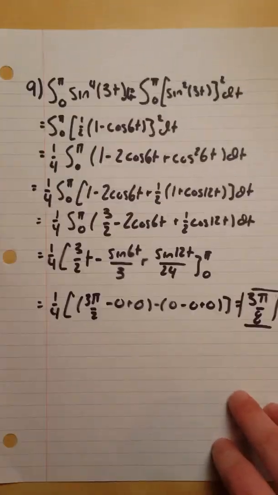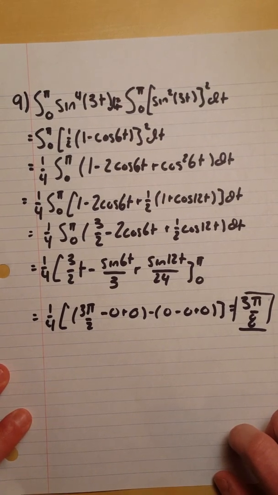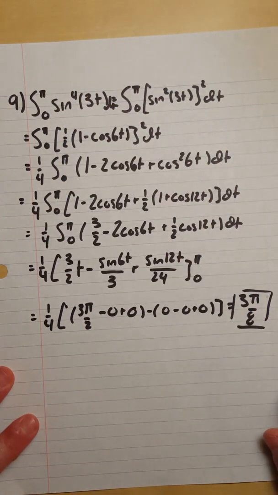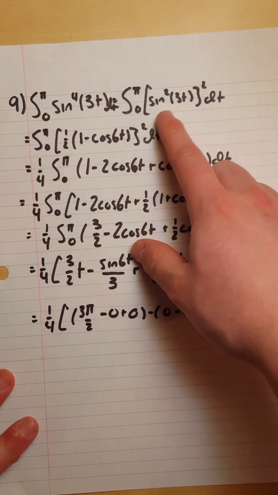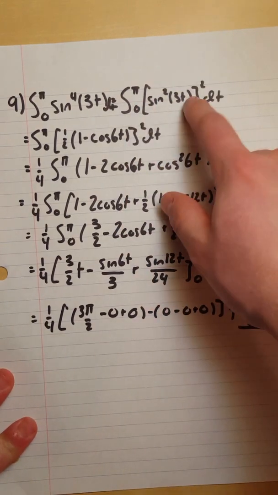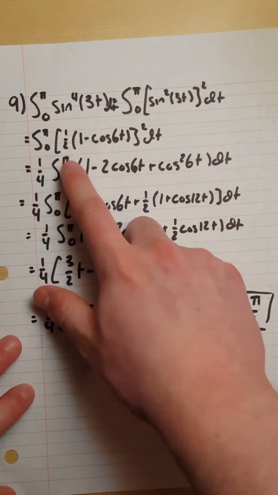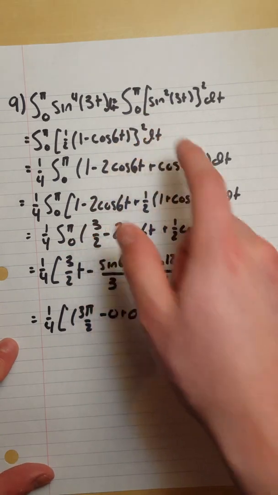So let's do a problem with definite integrals. Our problem starts out as the integral from 0 to pi of sine of 3t to the fourth. So you have a function within the function. The first thing that I would do is change it into sine squared of 3t all squared. This allows you to do the power reducing formula here. So that gets you 1/2 times 1 minus cosine 6t all squared.